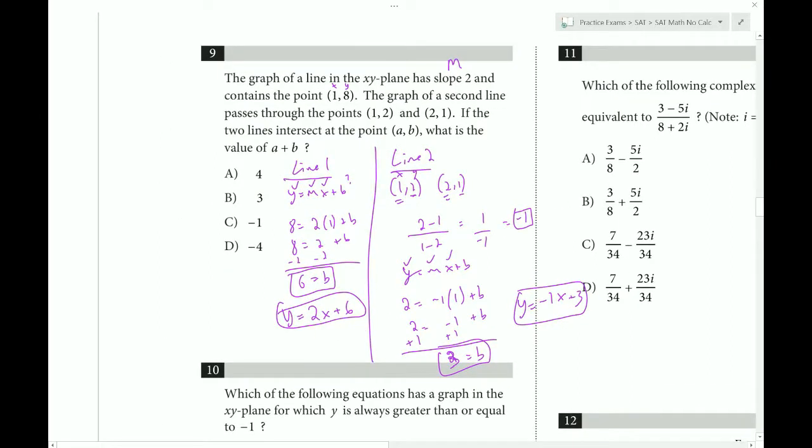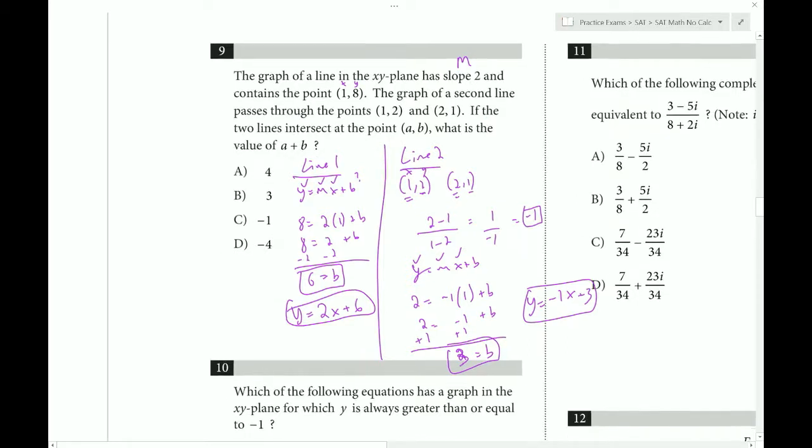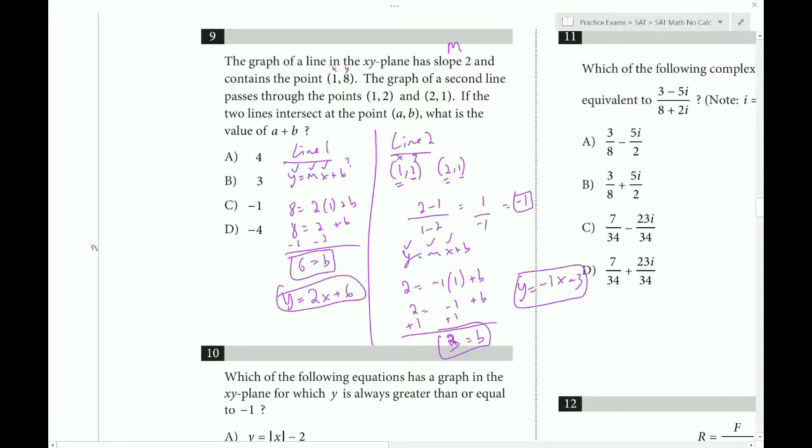And the question reads, if the two lines intersect at the point a, b, what is the value of a plus b? Okay. So what we'll do is we'll set these two equations equal, because that's what we do when we're trying to find the intersection point. So 2x plus 6 equals negative x plus 3. Then we would add x to both sides. We get 3x, and we can minus 6, we get negative 3, so x would equal negative 1.